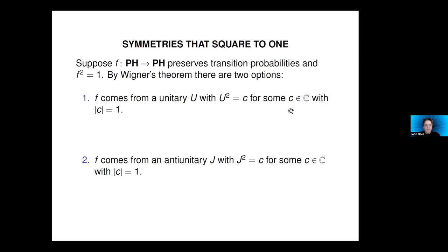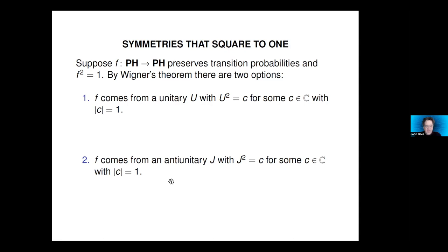So let's think about what can happen with these symmetries that square to one. So suppose you've got a map from the projective space to itself that preserves transition probabilities. And if you do it twice, you get back where you started from. So Wigner's theorem says there's got to be two options, that it either comes from a unitary or an anti-unitary. But because this symmetry squares to one, that means that if it came from a unitary, that unitary would square to some phase, because any phase acts as the identity on the projective space.